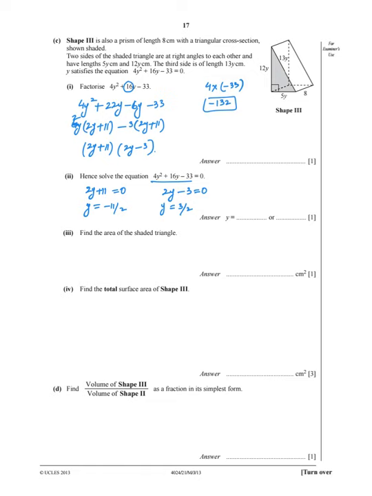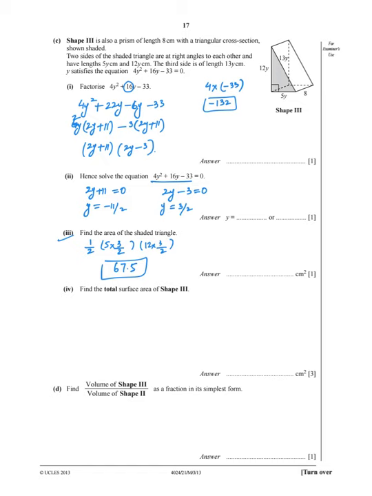After that, it says find the area of the shaded triangle. So area of a triangle, we know that it's 1 upon 2 base into height. The base is 5y and the value of y is positive 3 upon 2. So 5 into 3 upon 2, that is your base, and height is 12 into 3 divided by 2. And that is equal to 67.5. That is the area of the shaded triangle.